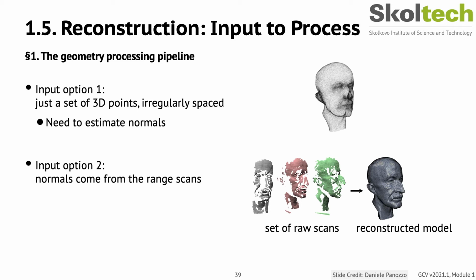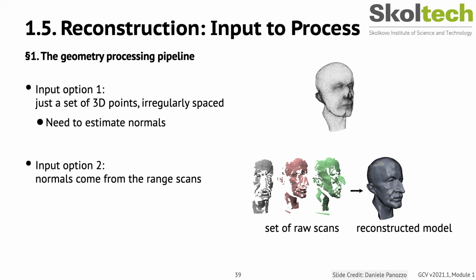Typical inputs to this process may vary depending on how the 3D measurements are viewed. For instance, if the point set comes as a completely unstructured 3D point cloud, then it might be convenient to consider them just as a set of 3D points that are irregularly spaced. Commonly, to obtain a more robust 3D reconstruction, we will have to orient the surface. And to do that, we will have to estimate the orientation of each individual point. Specifically, we will have to estimate per-point normals.